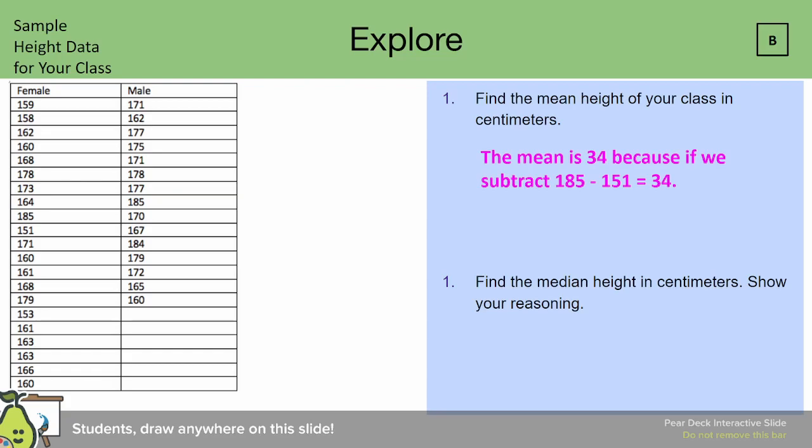So this student took the maximum value, and from it, they subtracted the lowest value. What do you think they calculated? Was this the mean or was this something else?